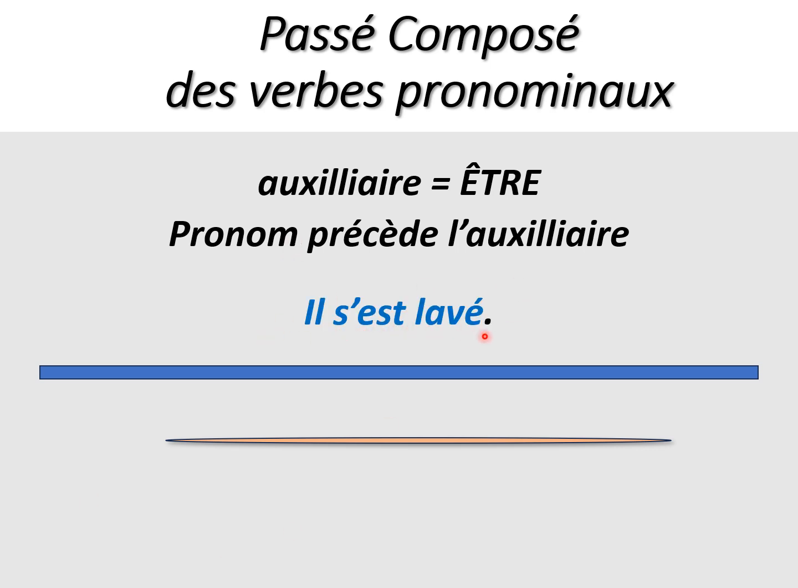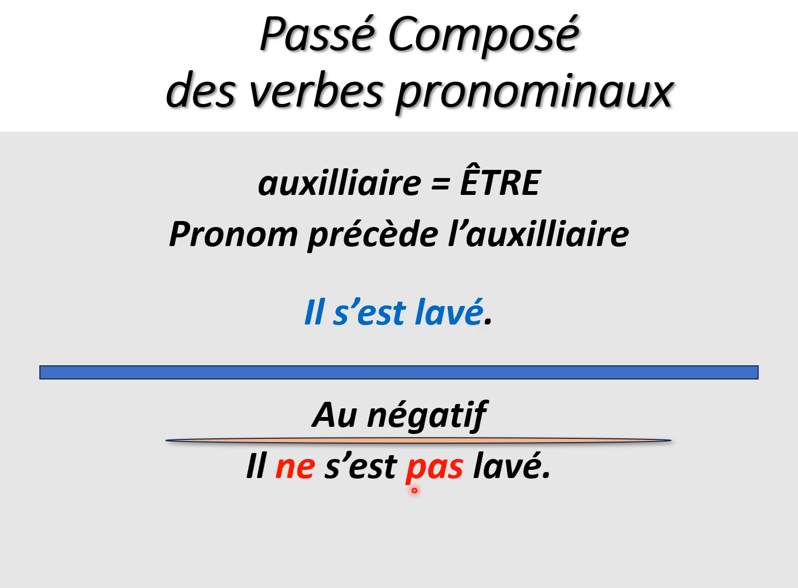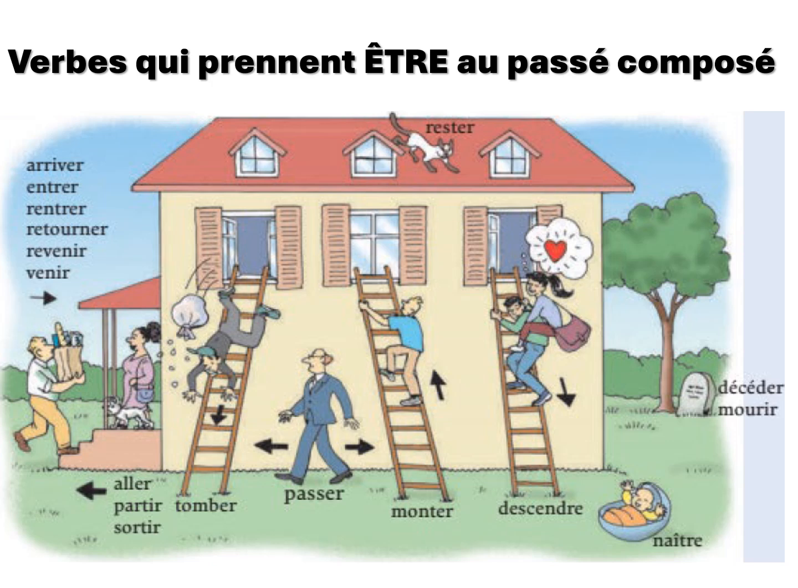Il s'est lavé. So laver is an ER verb, so there's the past participle for the ER verbs. Then you have the negative. Il ne s'est pas lavé. So the ne pas go around the auxiliary, and you have that little pronoun connected to it.